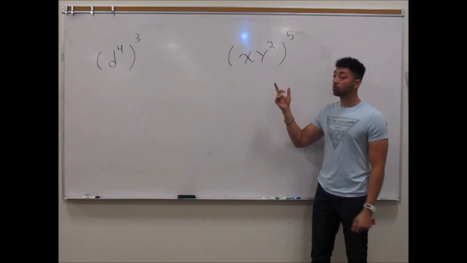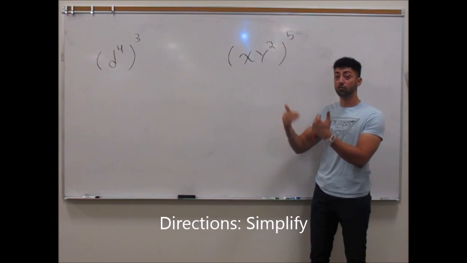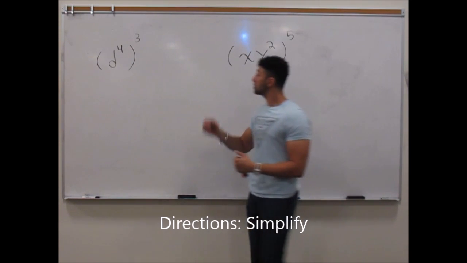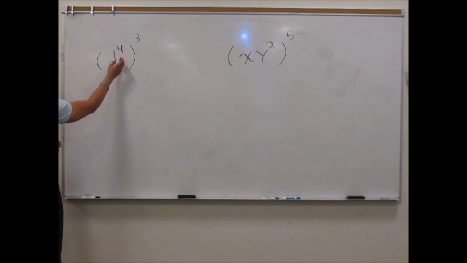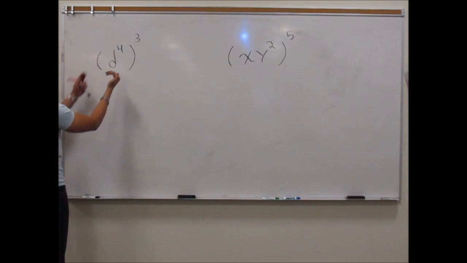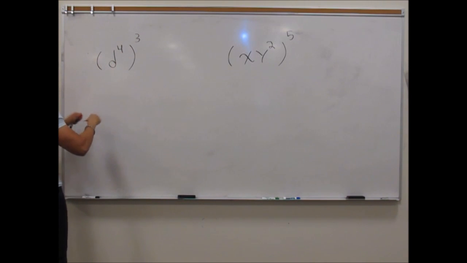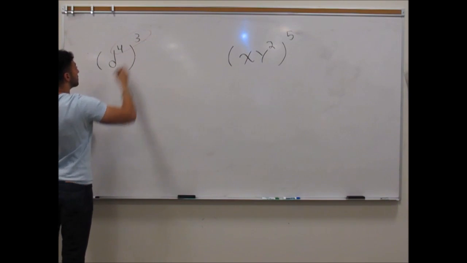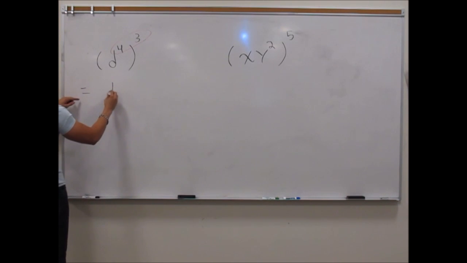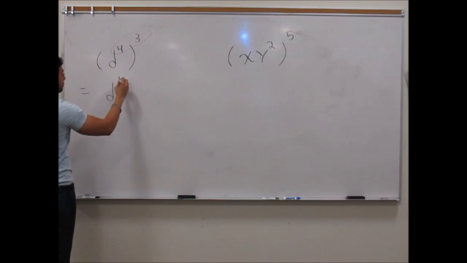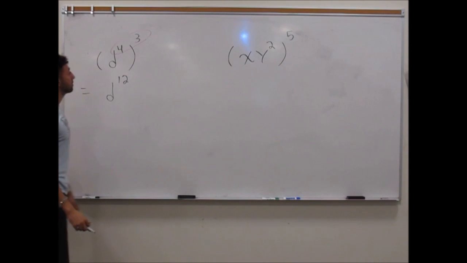Alright, so let's just go ahead and do some more examples with the power to a power rule. So let's start with this one right here. It's pretty similar to the other one we did. We noticed that d to the 4th is being raised to a power here. So we're going to go ahead and multiply these guys right here. So d and then 3 times 4 would be 12. And that would be it for that one.